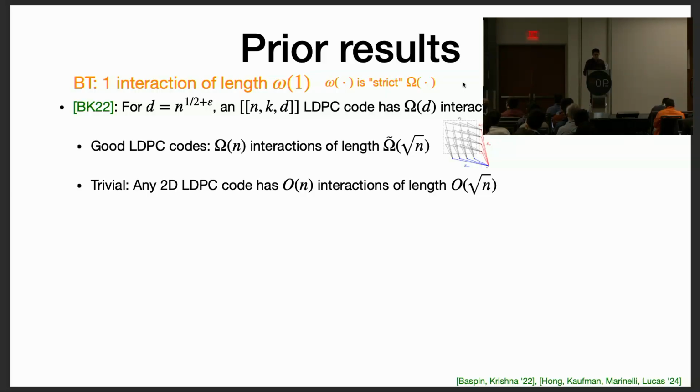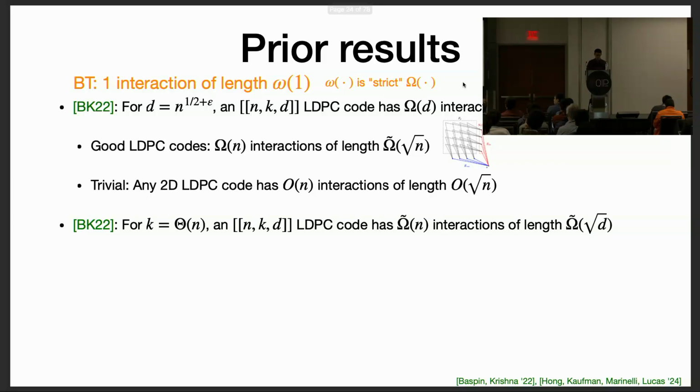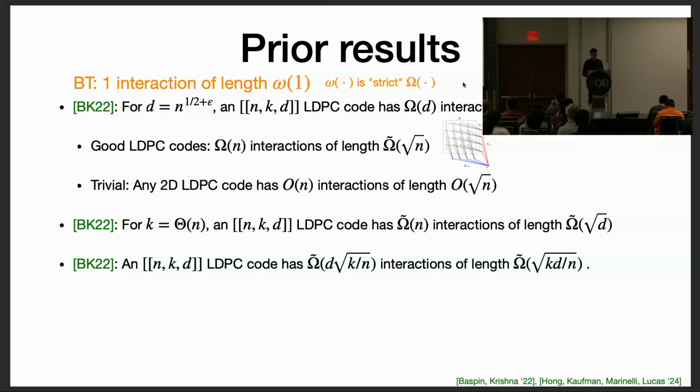They also prove some other results. For K linear in n, they show that an LDPC code has roughly n interactions of length square root of d. And also they show that in the general parameter regime where K and D can be anything, the code needs this many interactions of this length: d root K over n interactions of length square root of Kn over d.